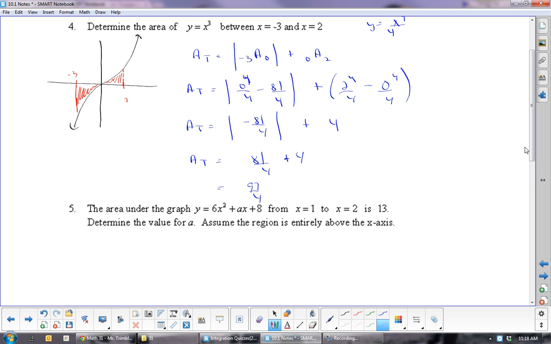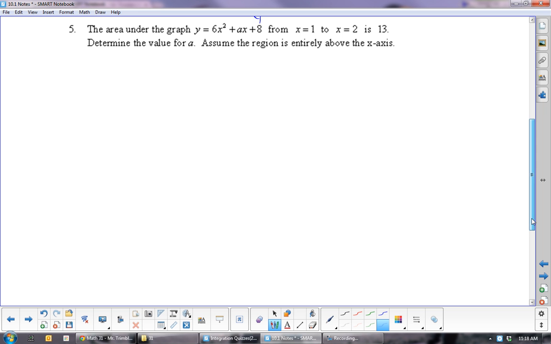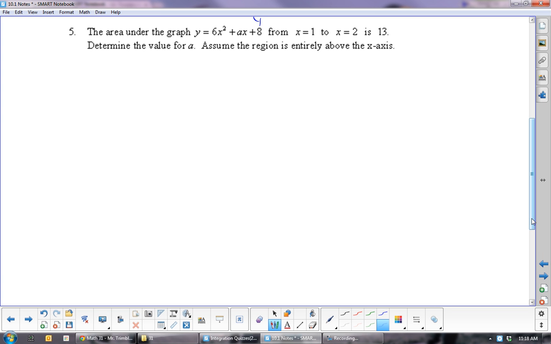That makes sense? Okay, let's just do one more that's just kind of taking a twist on it, where they're going to leave out a number in the equation and then ask to go backwards and find out what a is if they give me the area. Okay, so this one, 6x squared plus ax plus 8. Okay, so that's here at 8, and it's just going like this. And it wants from 1 to 2. So here's 1. Here's 2.